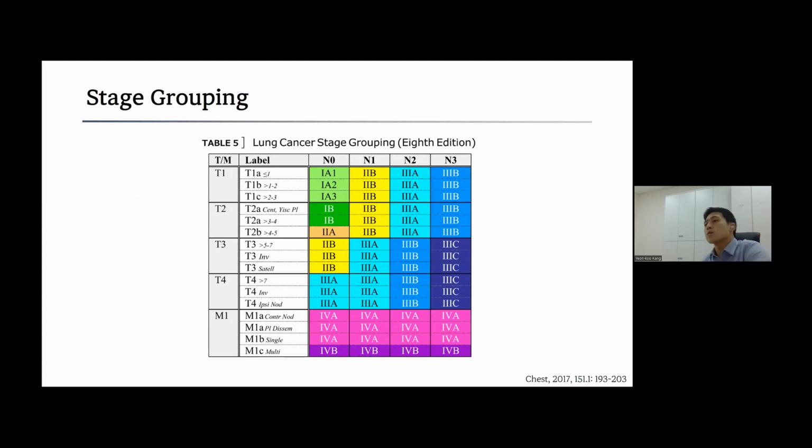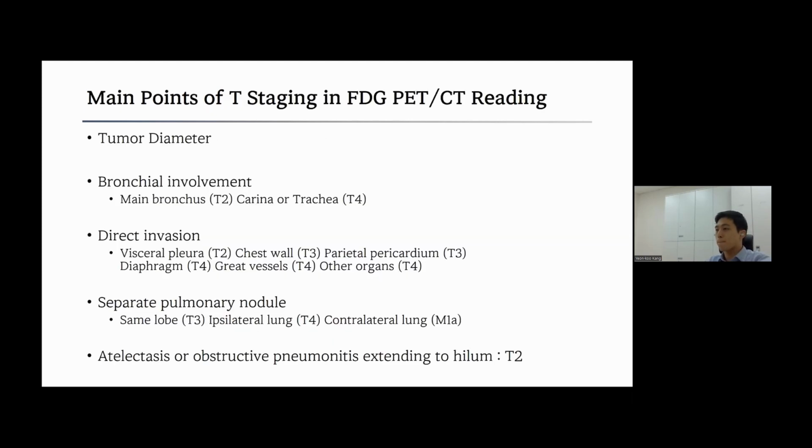Overall stage can be categorized according to T, N, and M stage as described here, but we don't have to memorize this at all. There are a few main points we should keep in mind when reading FDG-PET-CT for T staging of lung cancer.